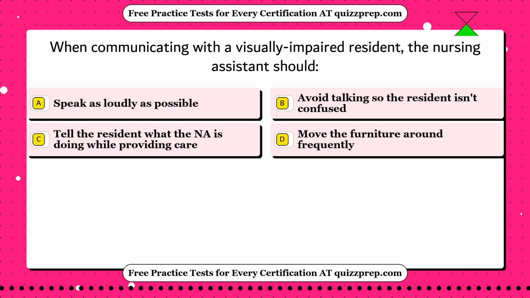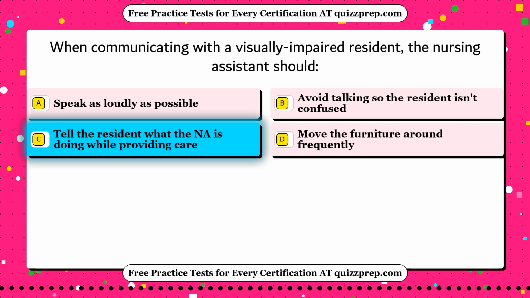Question 18. When communicating with a visually impaired resident, the nursing assistant should: Option A. Speak as loudly as possible. Option B. Avoid talking so the resident isn't confused. Option C. Tell the resident what the NA is doing while providing care. Option D. Move the furniture around frequently.